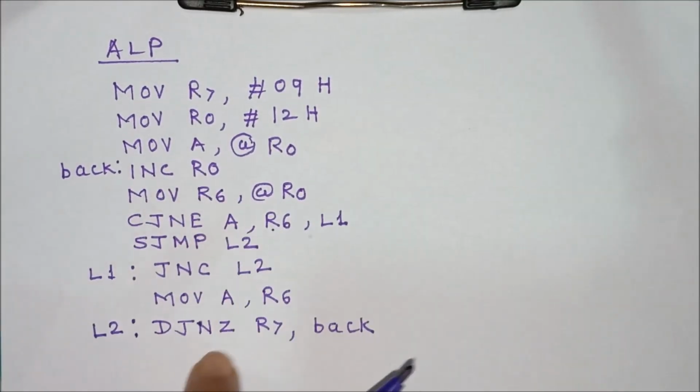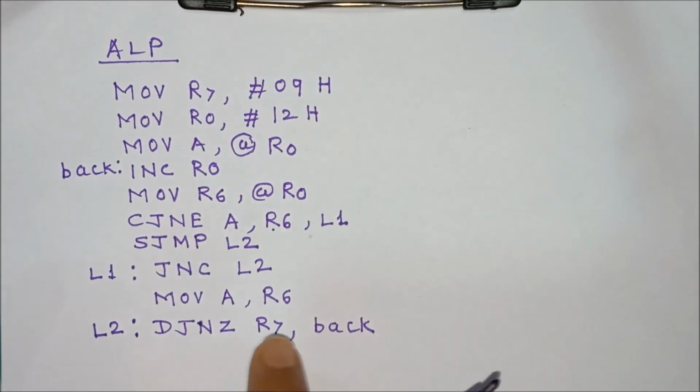If this process is repeated 9 times, that means if R7 contents are 0, we want to stop the program and larger number will be stored in accumulator. To stop this program, we'll write this exit loop. So here I'll write SJMP exit.